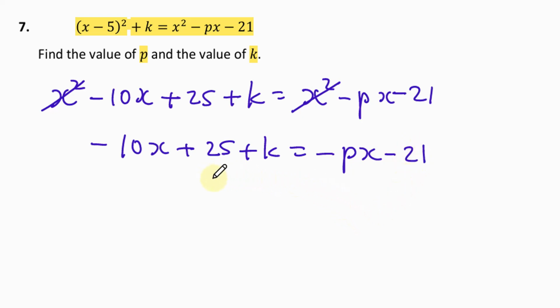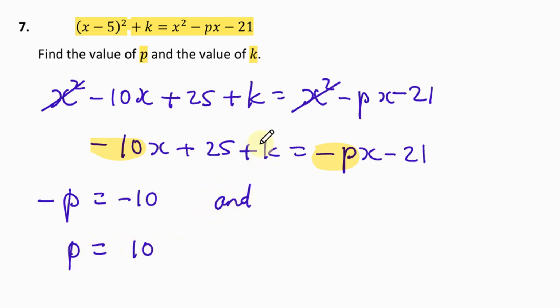Now we use inspection. So we compare what we have on the left-hand side with what we have on the right-hand side. The coefficient of x on the left-hand side is negative 10. And on the right-hand side, it's negative p. The x coefficient on the left-hand side must equal the x coefficient on the right-hand side. So that means that negative p must equal negative 10, and therefore p is equal to 10. We also need to solve for k.